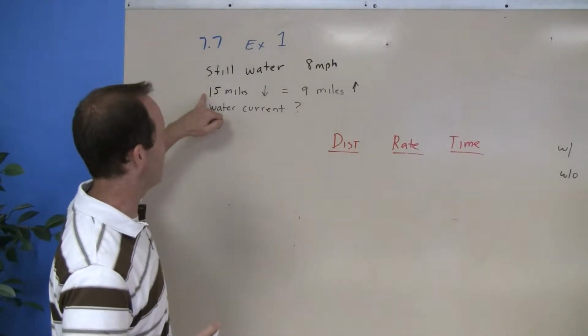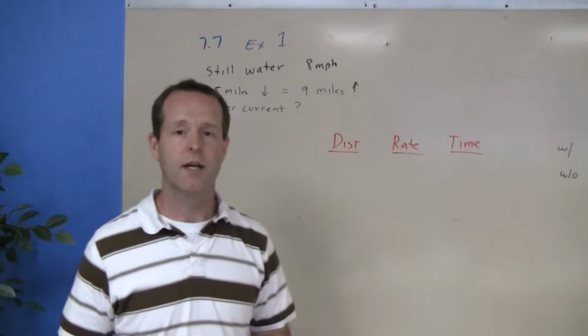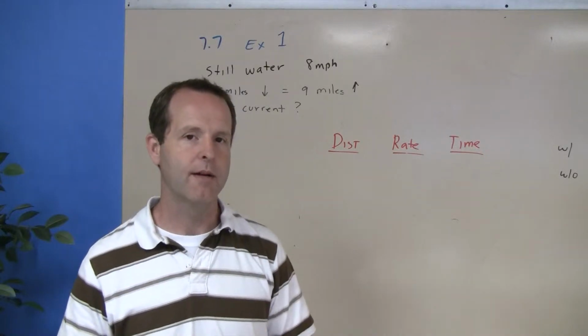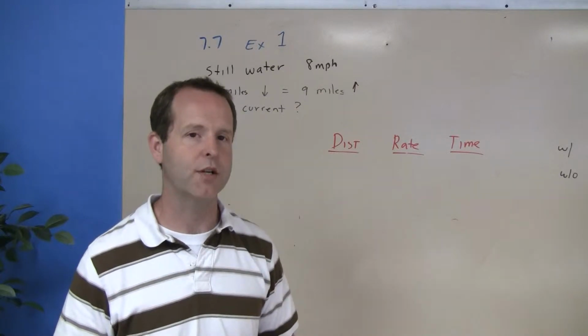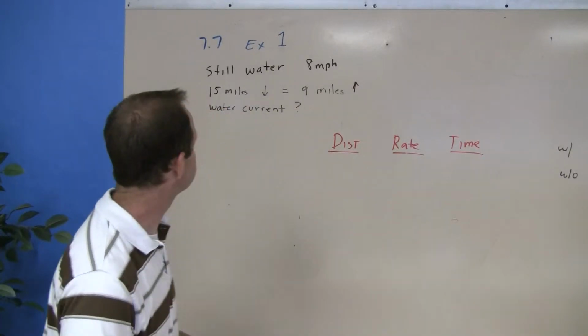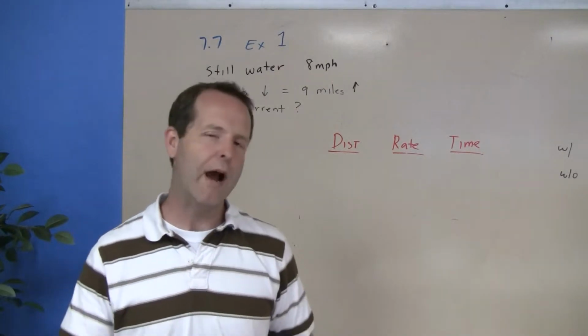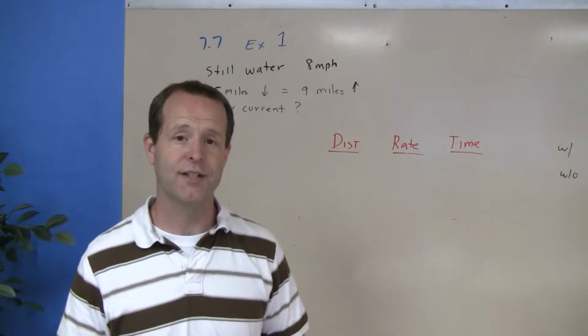I also read in the problem, and I'm just telling you this information right now, I also find out that the boat can travel 15 miles downstream in the same amount of time that it travels 9 miles upstream. Seems like some useless information right now, but maybe it will help. And we want to find out what's the current of the water. How fast is that water going? Well, I hope I have enough information to solve this problem.